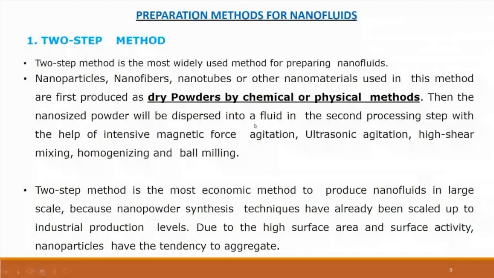This word is frequently used: dispersed into the fluid in the second processing step with the help of intensive magnetic force agitation, ultrasonic agitation, higher shear mixing, homogenizing, and ball milling. The two step method is the most economic method to produce nanofluids on a large scale, because nanopowder synthesis techniques have already been scaled up to the industrial production level. Due to high surface area and surface activity, nanoparticles have the tendency to aggregate.